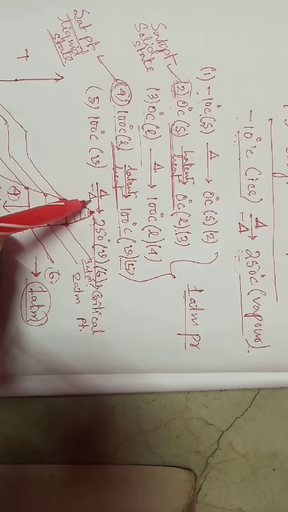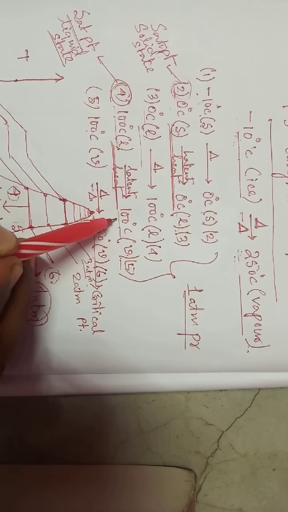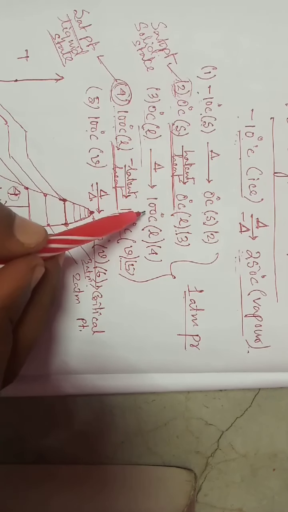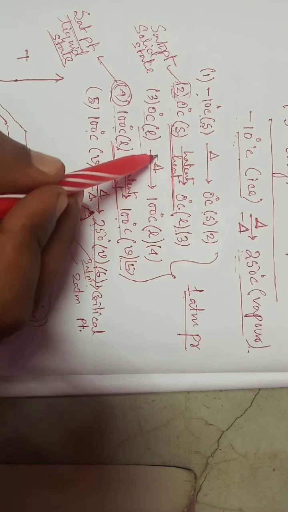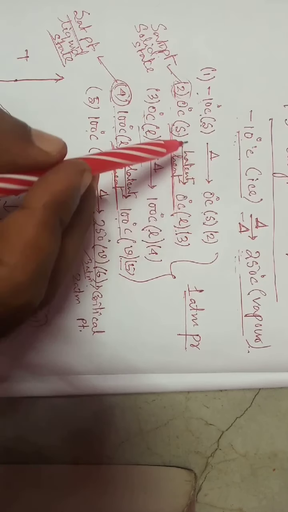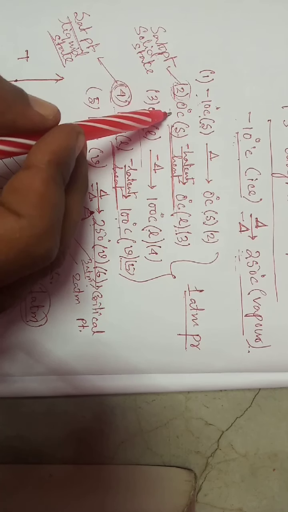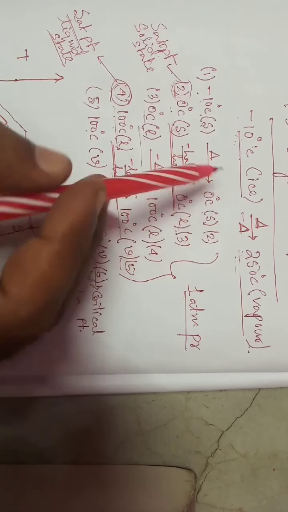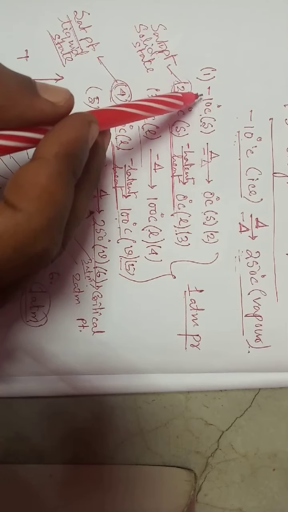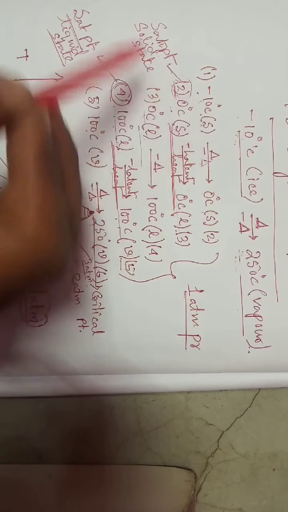rejecting the sensible heat comes into 100 degree centigrade of vapor. Again 100 degree centigrade of vapor by rejecting latent heat comes into 100 degree centigrade of liquid. 100 degree centigrade of liquid by rejecting sensible heat comes into 0 degree centigrade of liquid. 0 degree centigrade of liquid by rejecting latent heat comes into 0 degree centigrade of solid or ice. 0 degree centigrade of solid by rejecting sensible heat ultimately comes into minus 10 degree centigrade of solid, which is our desired condition.